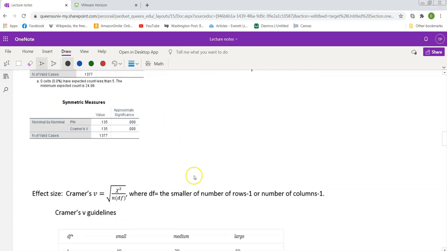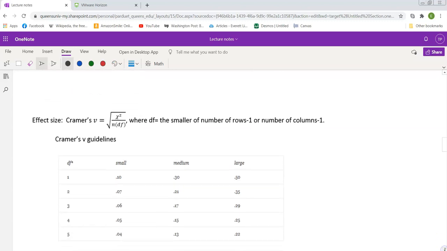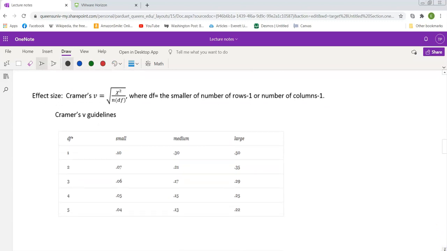So let's look now at effect size. The measure of effect size we look at here is called Cramer's V. Cramer's V is calculated as the chi-square test statistic divided by the sample size times the degrees of freedom, and then you take the square root of that whole result. Degrees of freedom is calculated as the number of rows minus 1 or the number of columns minus 1, whichever one is smaller.